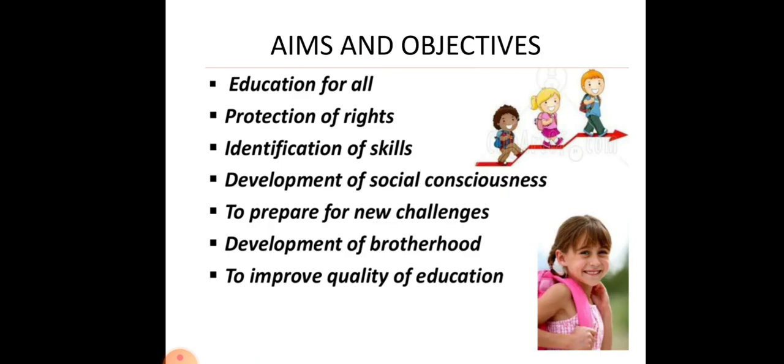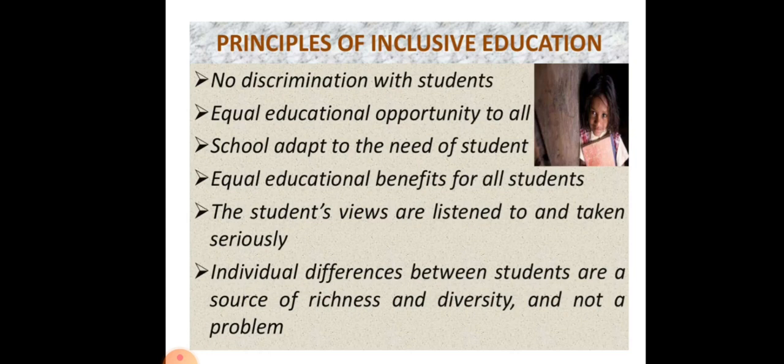So what are the aims and objectives of inclusive education? The aim is education for all. It is not only for normal people, it is for everyone. It is for protection of rights, identification of skills, development of social consciousness, to prepare for new challenges, development of brotherhood, and to improve quality of education.